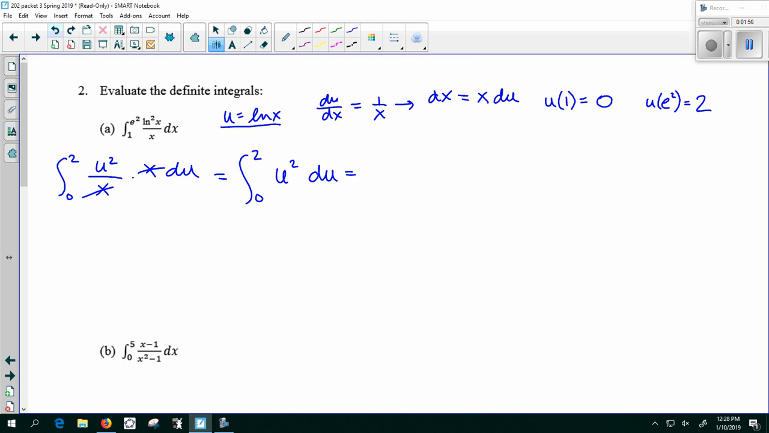The antiderivative of u squared is u cubed over 3. We'll evaluate from 0 to 2. When you plug a 2 in, you get 8/3. And when you plug in a 0, you get 0. So this simplifies to 8/3.